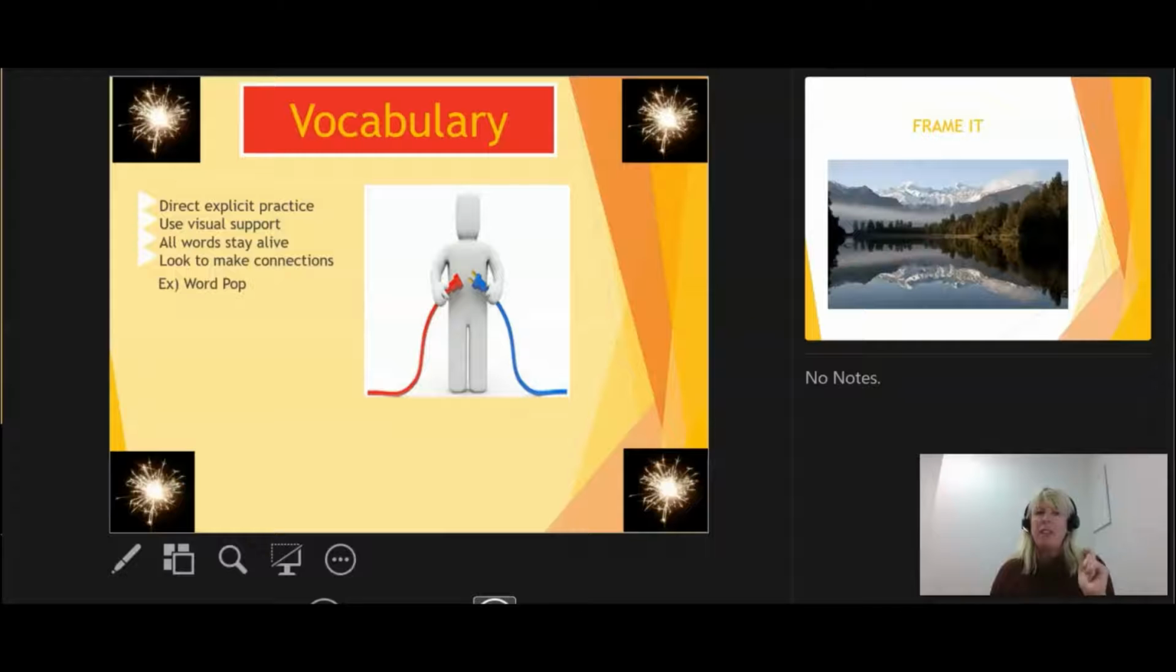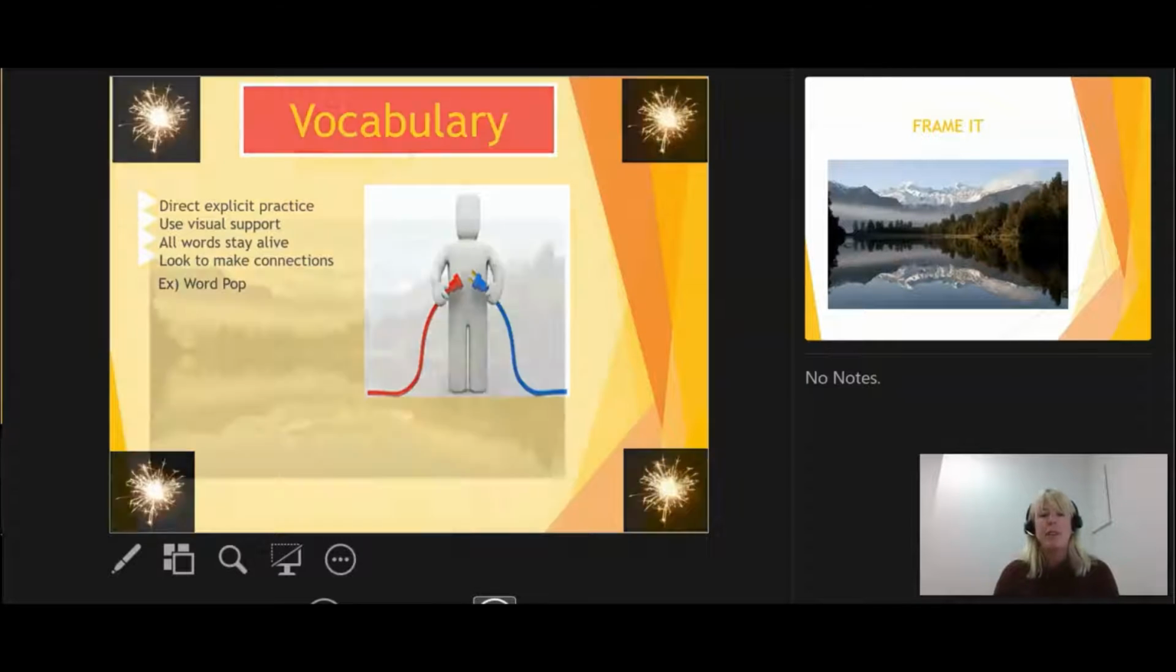Vocabulary. Make sure that it's direct, explicit practice. Make sure that you use visuals. Make sure that all words always stay alive and that you look to make connections. For instance, if we're talking about reflection, we're going to be talking about light, right? And how light bounces off of a shiny surface. And so when I say bounce, I would say reflection. And I know those 2 words are tied to light for me.